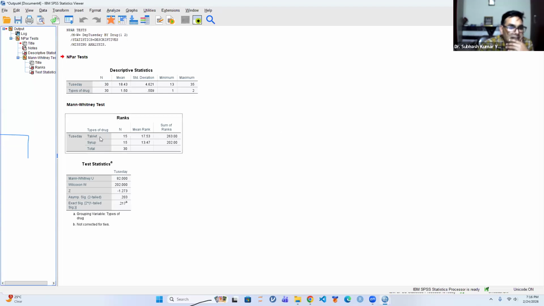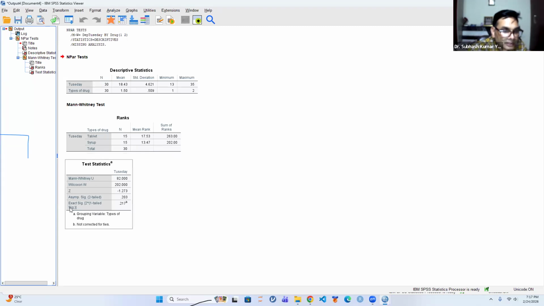And here these are the two groups having 15 persons each, one on tablet and another on syrup. So these are the mean rank scores. You can see here it is 17.5 while it is 13.5 almost. So there is a considerable difference. Here you can see that the sum of ranks is 263 for the tablet group, and it is 202 for the syrup group. Now come to the test.